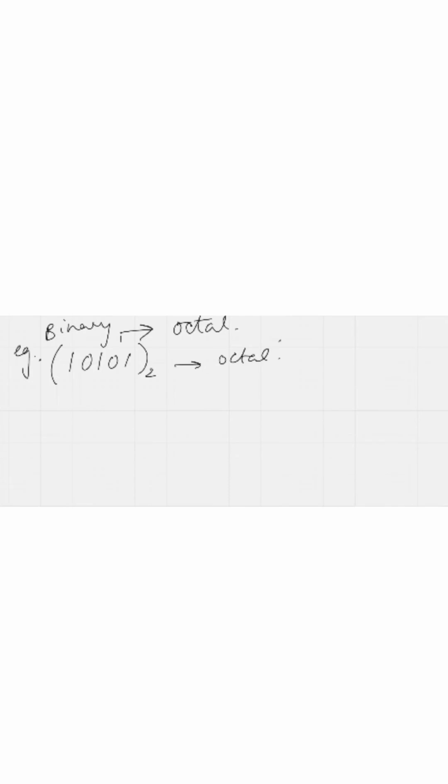So how to convert this to an octal number? Octal has totally 8 numbers, ranging from 0 to 7. So the maximum value for an octal number is 7. How many bits are needed to represent the number 7? Only 3 bits, 111. We are considering the 8421 format; this is 421. So 4 plus 2 is 6, 6 plus 1 is 7. So 111 represents the decimal number 7.